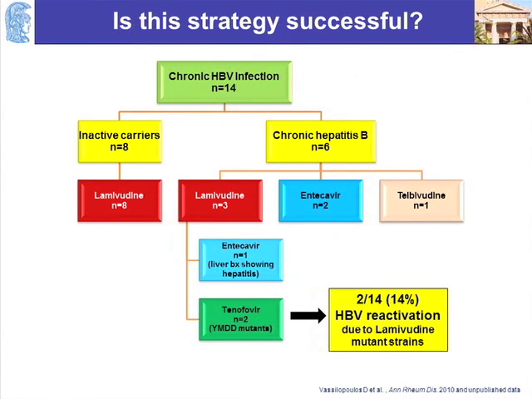Is this working? This is a prospective study we did some years ago. We had 14 patients with chronic HBV infection. And what we saw is that if you give everybody prophylactic therapy, everything goes okay. But at that time, we were using more lamivudine. And we discovered that about 15% of our patients developed reactivation due to lamivudine mutant strains. That's why we're not using lamivudine anymore. We're using the newer agents with low resistance rates.